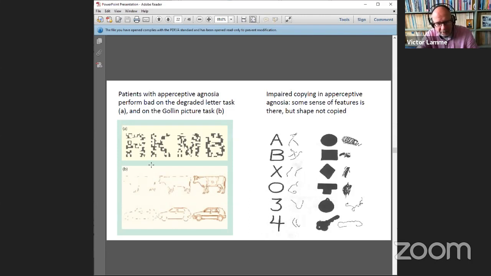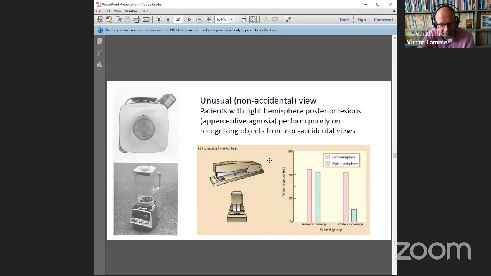On the left, you see the calling picture tasks in which they are worse than normal people are. You see here some deficits in copying. This is the unusual view tasks where people may still recognize that this is a stapler, but in this unusual view, it's very rare that, of course, you look at a stapler only from this angle. Then, of course, it's also for us more difficult to recognize, but for these people, it's then even worse. Yeah, so that's the idea of this.